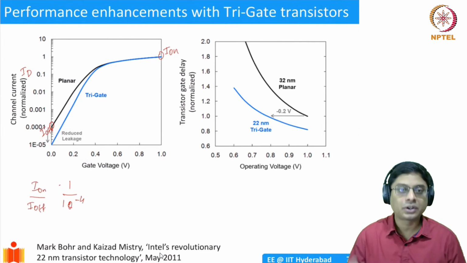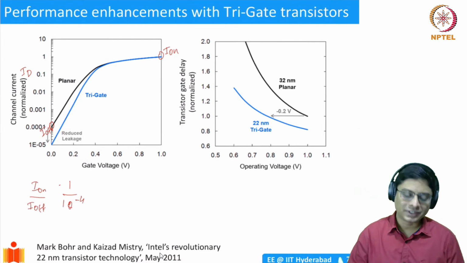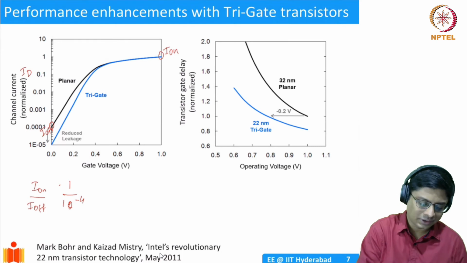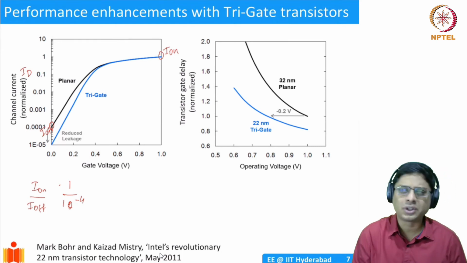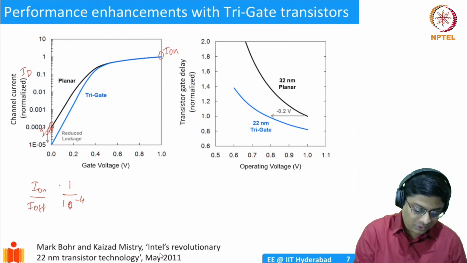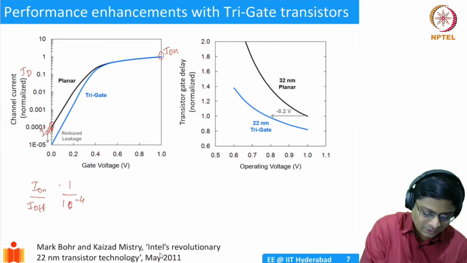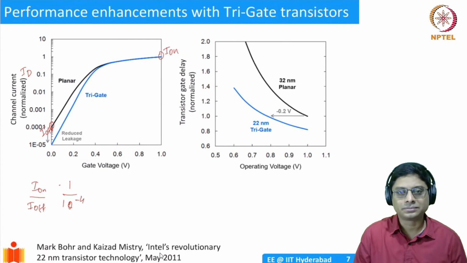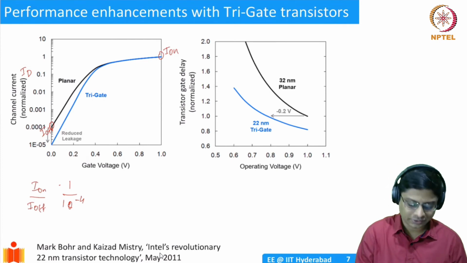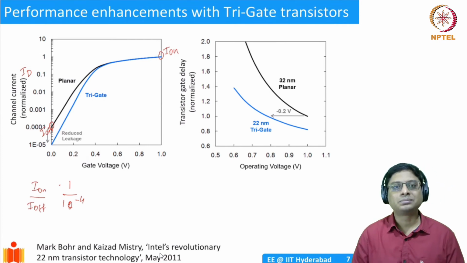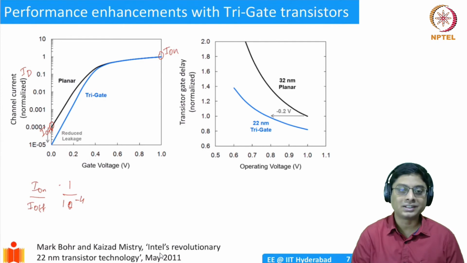So you need to have a higher ion to I off ratio, and that was achieved by the Tri-Gate transistor or the FinFET. They called it Tri-Gate, but now we call it FinFET. Okay, you see there, clearly, here the ion to I off ratio is 10 power 5. So that is a 10 times better transistor than the traditional planar gate. And why was this possible?